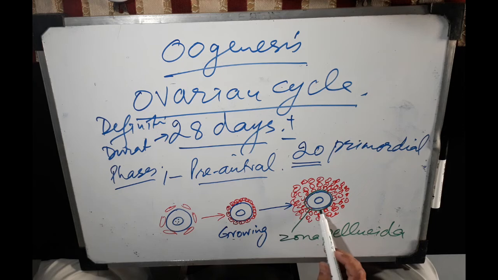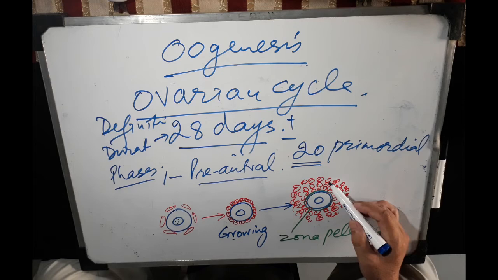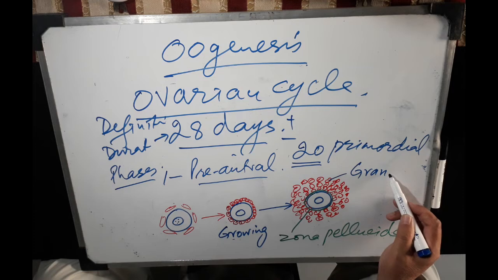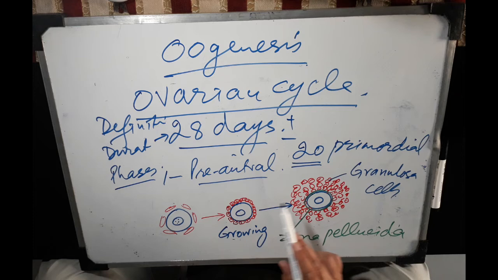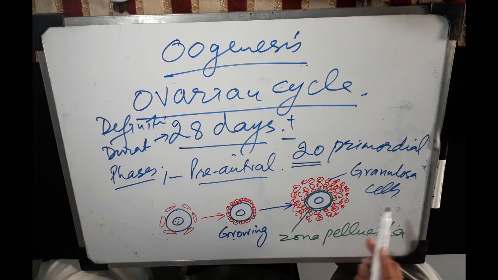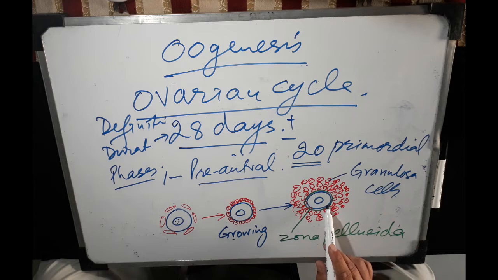Now these cells, after multiplication, are known as granulosa cells. So these are follicular cells, and their name is changed now, granulosa cells. Now no longer follicular cells, these are granulosa cells and the zona pellucida. Inside there is the primary oocyte.